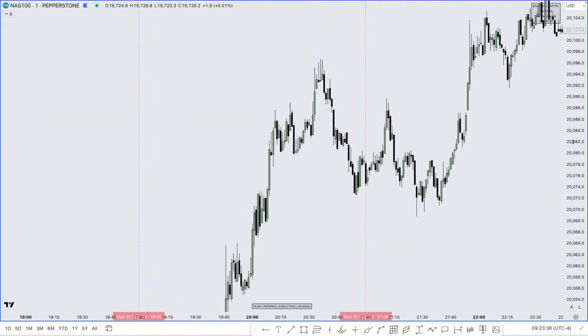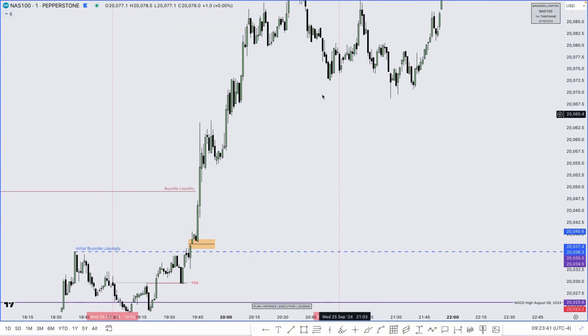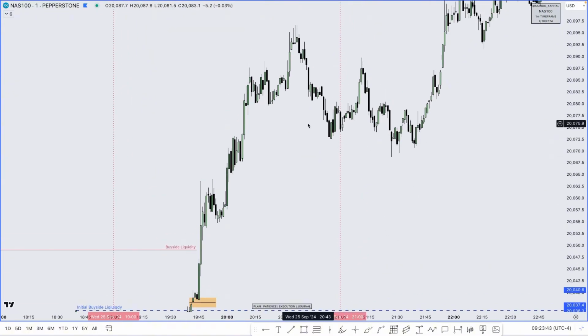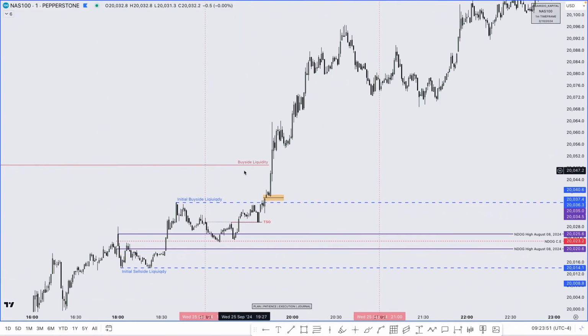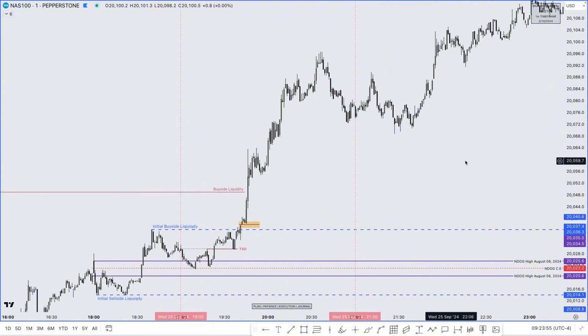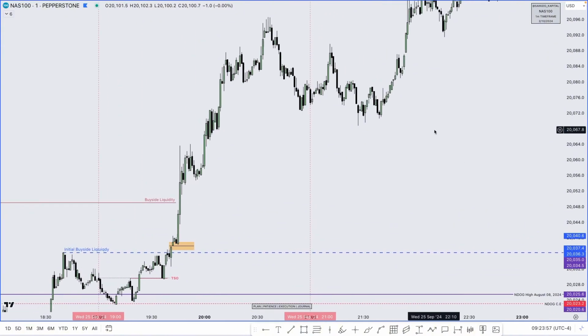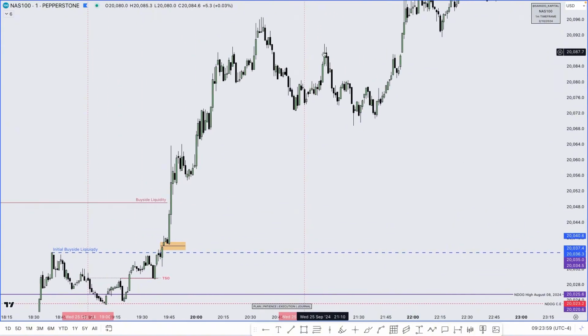So you don't expect this thing to go all the way down, but you can, it's still viable even if you get an entry exactly at 9, as long as you're convinced that it's going to start spooling to your draw on liquidity, which is initial sell side. You can take that, but in this case it was not the case. So a retracement back into the fair value gap after 9, I wouldn't trust that.